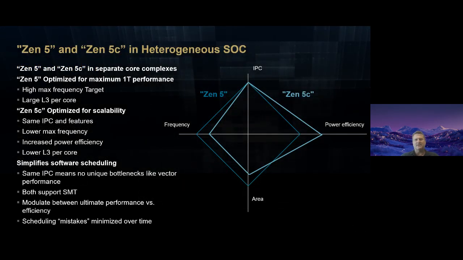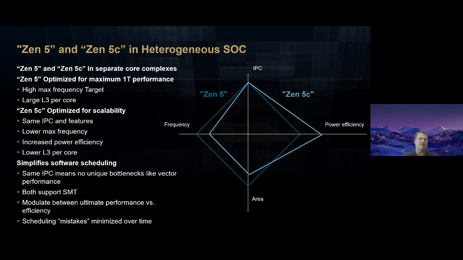All right, so that was a deep dive on the microarchitecture. We also continue to provide both our classic Zen 5 and a compact core, and we do that in separate core complexes within the Strix SoC. Now the Zen 5 is our traditional core, optimized for maximum 1T performance. It has the high max frequency target. We pair it with more L3 per core.